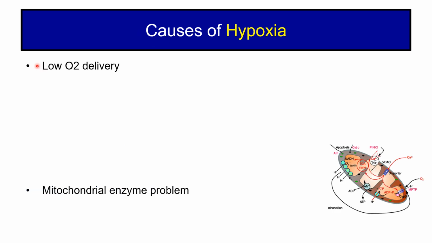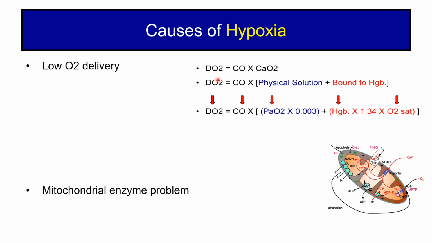Hypoxia, on the other hand, is caused by low O2 delivery or mitochondrial enzyme problem. And when we review the O2 delivery equation, we can see that the cause of low O2 delivery could be a low saturation, low hemoglobin, low arterial O2 tension or hypoxemia, or a low cardiac output. And therefore, the low O2 delivery as a cause of hypoxia can be further subdivided into hypoxemic hypoxia and non-hypoxemic hypoxia. In the hypoxemic hypoxia, the low arterial O2 tension is the cause of the low O2 delivery.